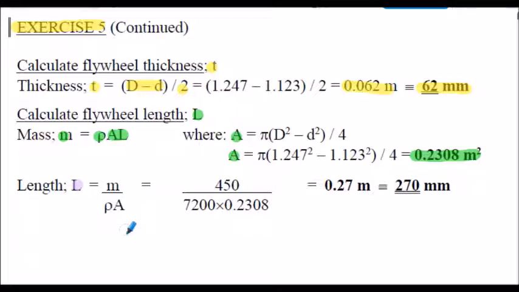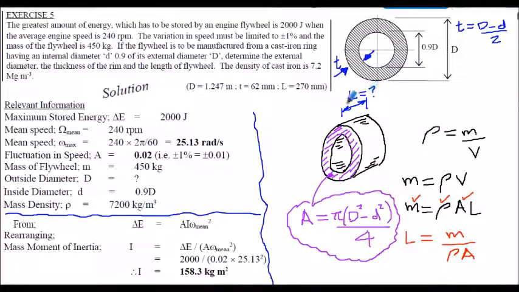And then rearranging the equation for L down here, we just put the values given in the question. 450 kilograms is the mass, the density is 7,200, and the area from above that we just calculated is 0.2308. From that, we can work out what the length, as they term it in the question, of the flywheel is going to be. It's 0.27 meters or 270 millimeters. And that's this dimension across here.